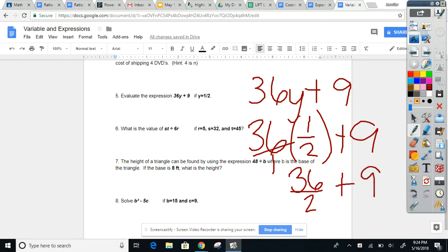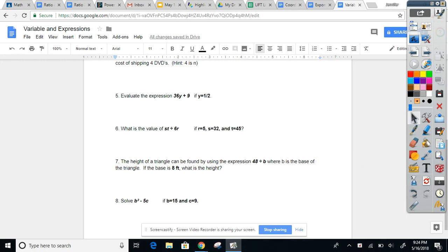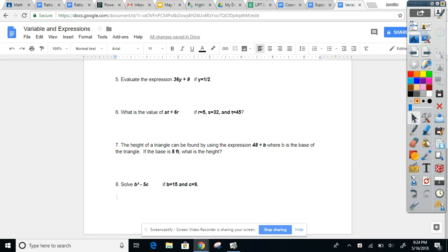So let's go ahead and bring our 9 down. Follow the order of operations. We have to divide first. Fraction bar means to divide. 36 divided by 2 is 18. And 18 plus 9. And whatever you get when you add will be your answer, okay? So finish up that problem. And the rest of them, you should be able to plug those straight in and work them out. If you're confused or anything, please raise your hand and let me know so I can come and help you out.